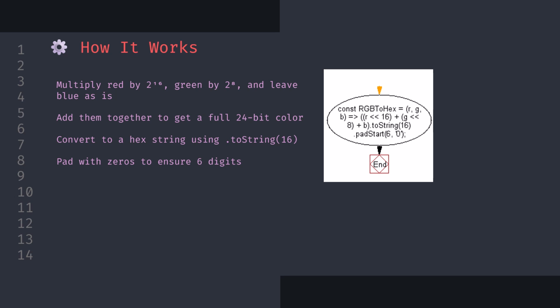This approach leverages the 24-bit structure of colors in hex format. Each color component takes up 8 bits in the final number. By shifting and adding, we build the correct value, then convert it. Padding ensures the output always has 6 hex characters.